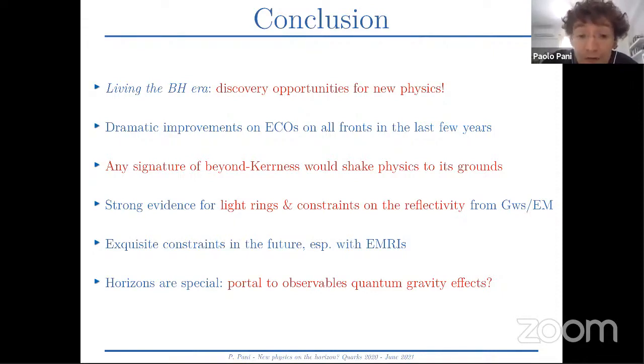And already current observations put strong constraints on the existence of light rings, on the compactness of the object, and on the reflectivity. In the future, we expect much better constraints. And I think it's interesting in this respect that many of these observables scale logarithmically with the compactness of the object, in a sense that shows us that horizons might be very special. And this is maybe our best hope to probe quantum gravity effects near the horizon. Okay, I think I will conclude here, and I will take your questions, and thanks for the attention.